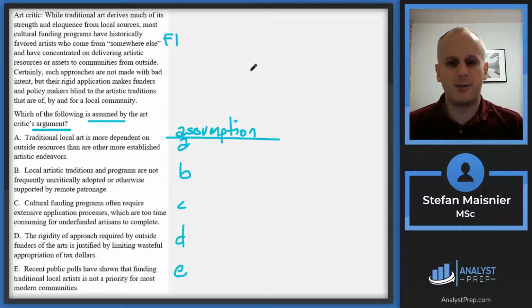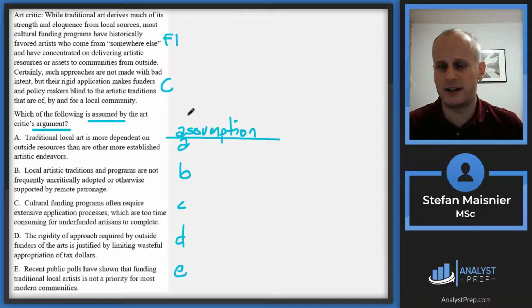Certainly, such approaches are not made with bad intent, but their rigid application makes funders and policymakers blind to the artistic traditions that are of, by, and for a local community, and this certainly seems like a rather subjective conclusion. So we'll just identify that as the conclusion, and you can see oftentimes you're not going to need to do the conclusion test. If there's no ambiguity as to what the opinion is, just go straight to it.